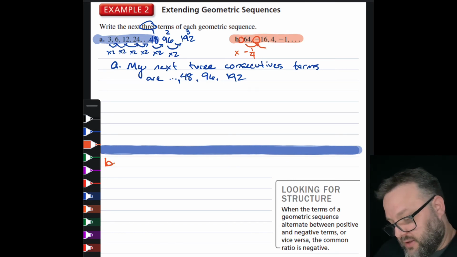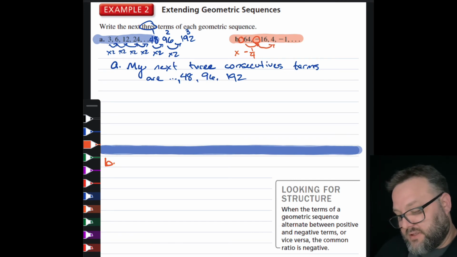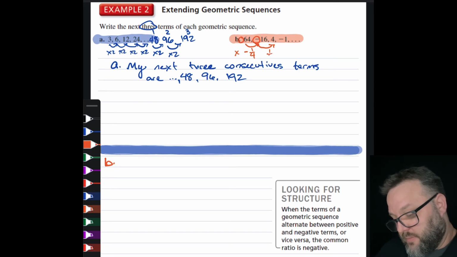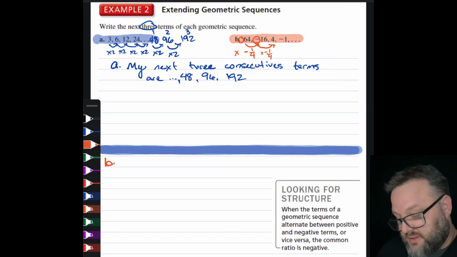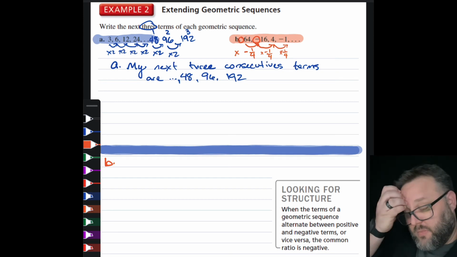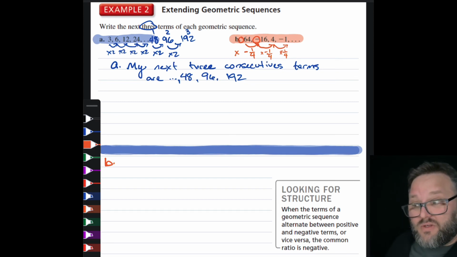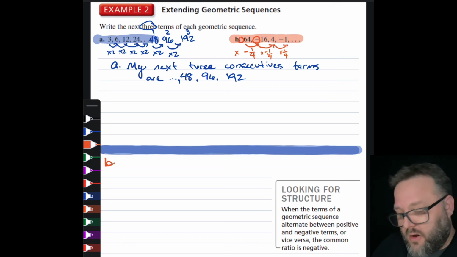And I can check that here. I know to go from 16 to 4 is the same thing as dividing by 4 or multiplying by 1/4. And I have to go from a negative to a positive. The only way to do that is to multiply by a negative. So it is the same term each time. All I'm really doing is multiplying by a negative 1/4 each time, or dividing by negative 4, however I want to look at it.